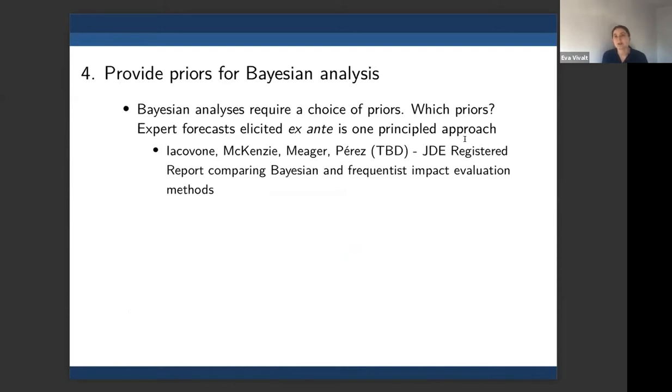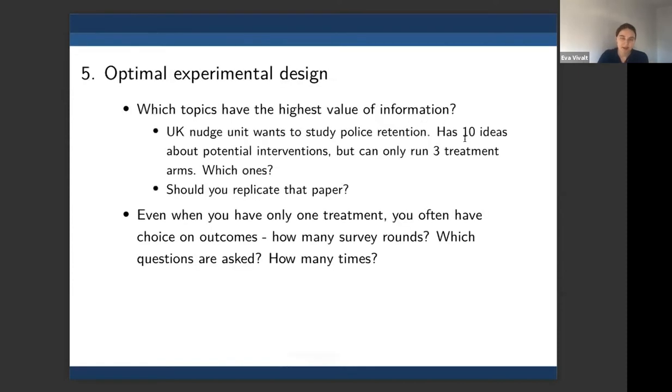And Iacovone et al. have a forthcoming JDE registered report that compares Bayesian and frequentist impact evaluation methods, and they explicitly gathered priors for this Bayesian analysis. And then in terms of experimental design, imagine that you are the UK nudge unit and you want to study police retention, but you've got 10 different kinds of things you can test. You can only run a few of them, so you can only run three of them. Which treatment arms do you run?